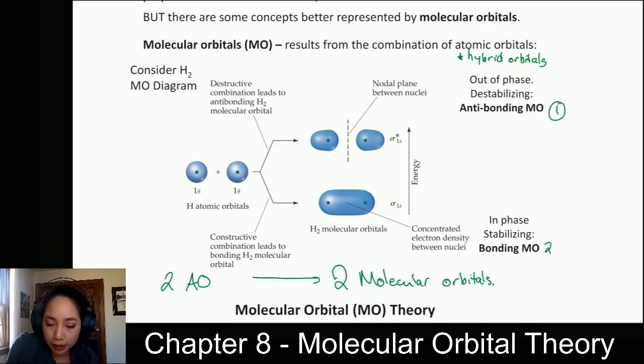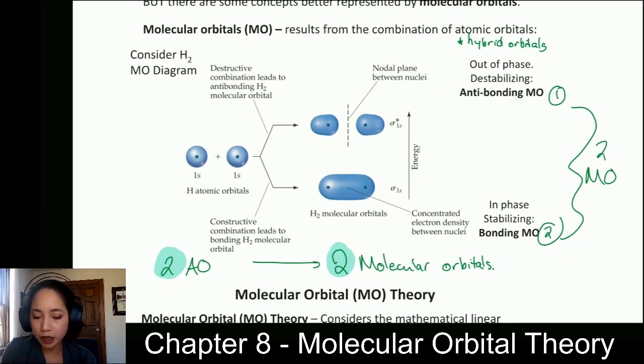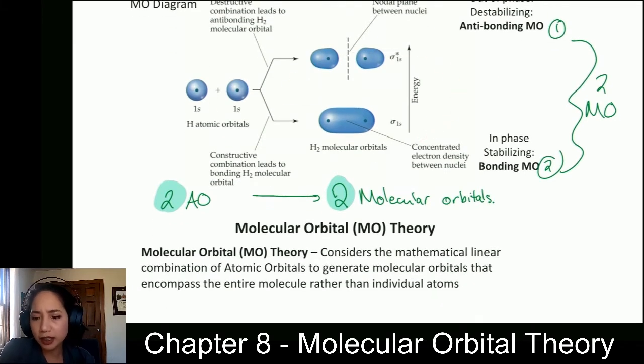So there's two MOs that come out of combining two atomic orbitals. So that's what I want you to see here, is that the number of atomic orbitals you put in equals the number of molecular orbitals you get out. All right, so let's look at the details of these molecular orbitals: bonding and anti-bonding molecular orbitals. So this was just kind of like an introduction to it.